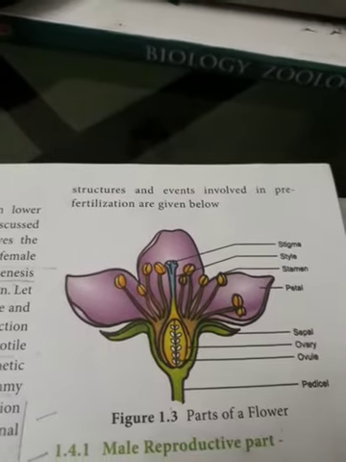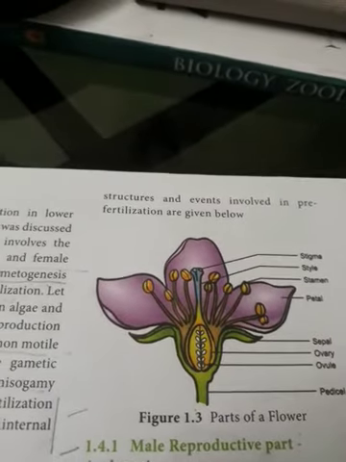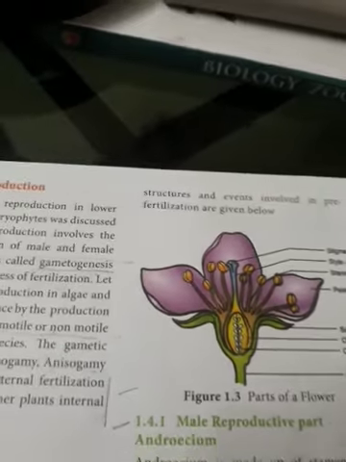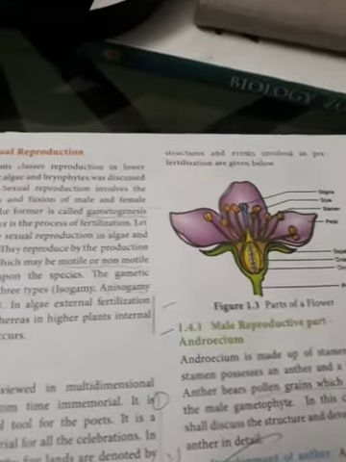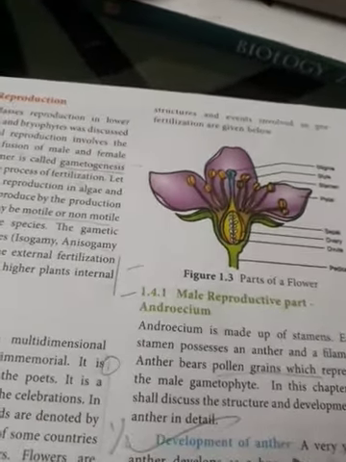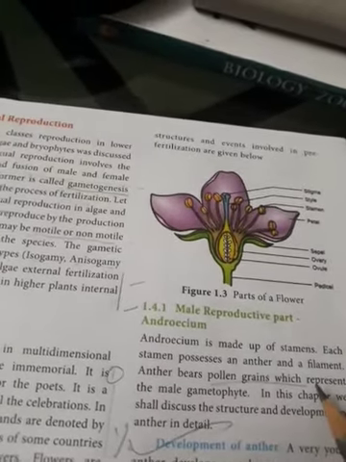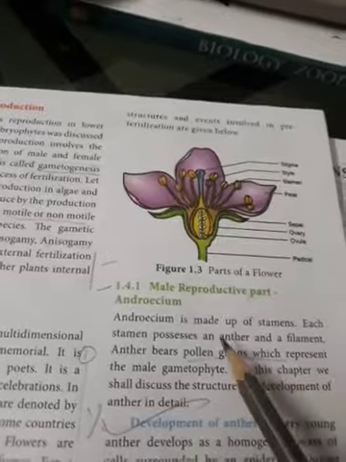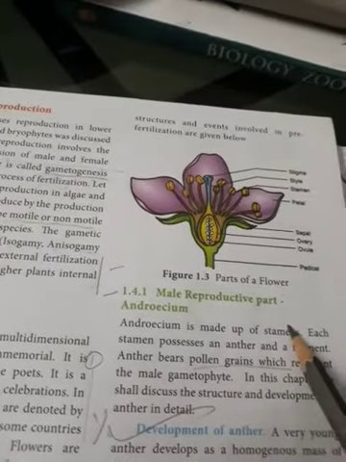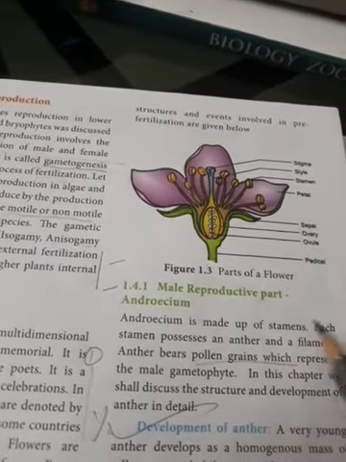The structures and the events involved in pre-fertilization are given below. First step is called the male reproductive part. We know the male reproductive part. It's called the androecium. Androecium is made up of stamens. Already we discussed, and just now we have told also.